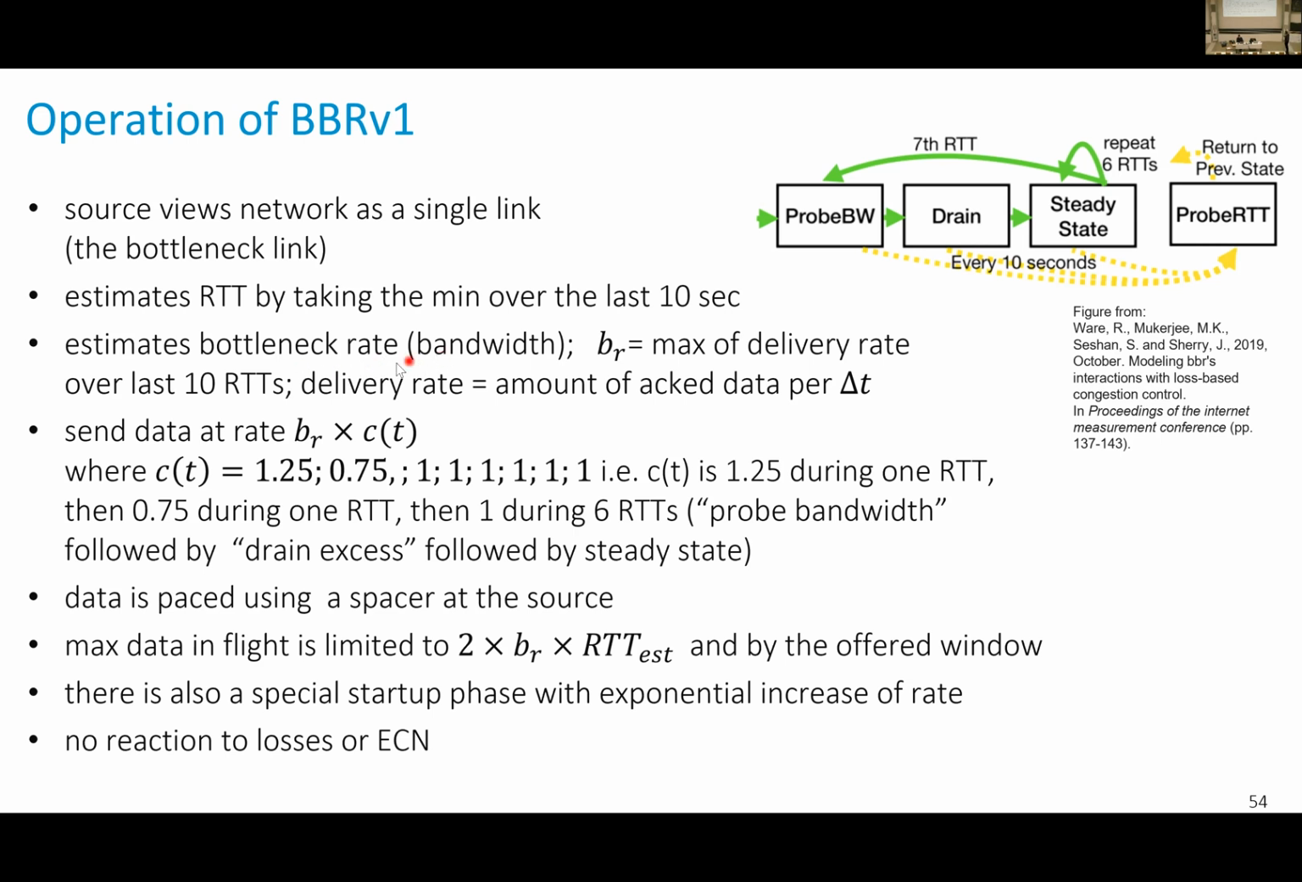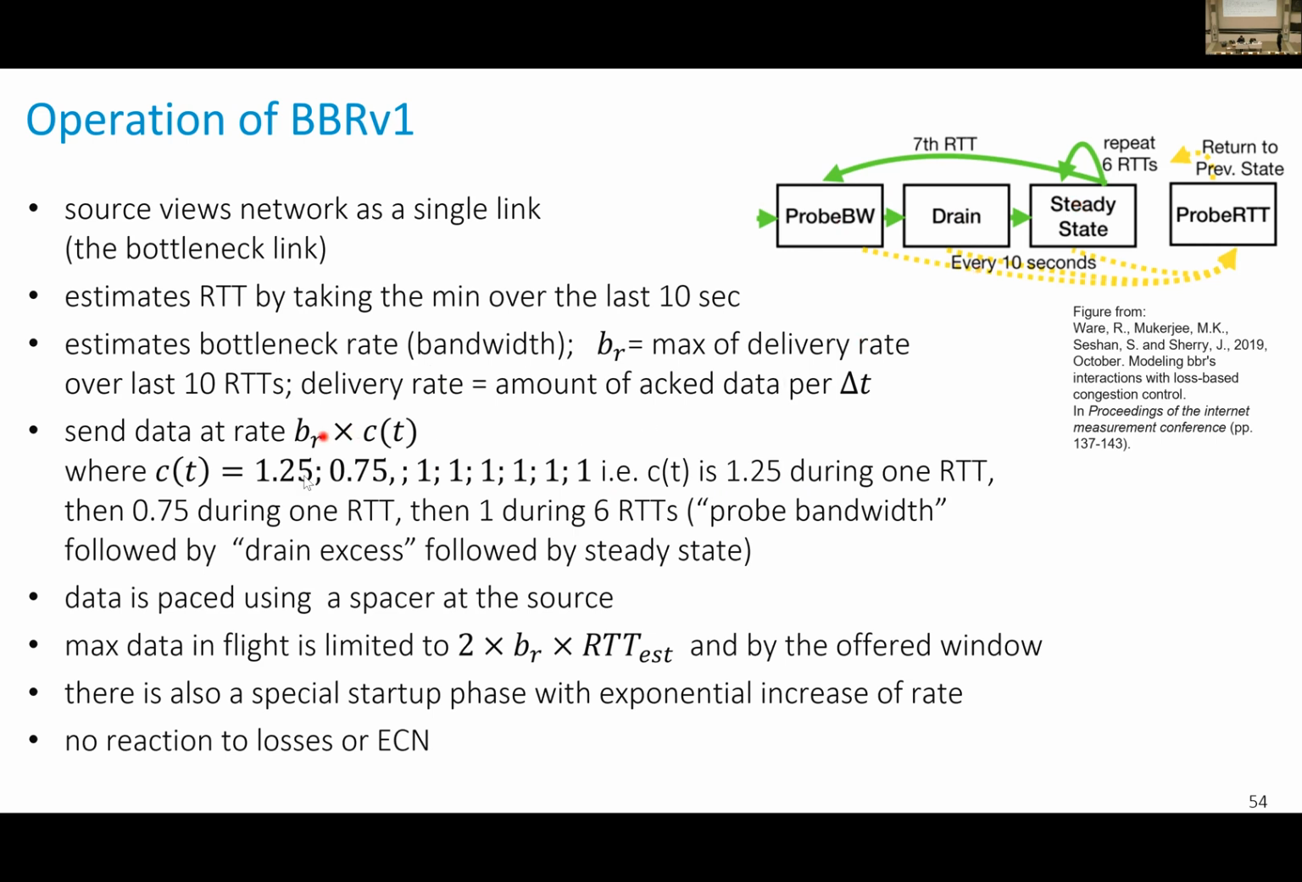So it assumes that there is a well-defined bottleneck rate that I can measure. It's true, I can measure what I get from the network by measuring the throughput of my TCP connection. You will be doing this in the lab with iperf and things like this. And then it does the following. It goes into different states, which are probe bandwidth, drain, and steady state.